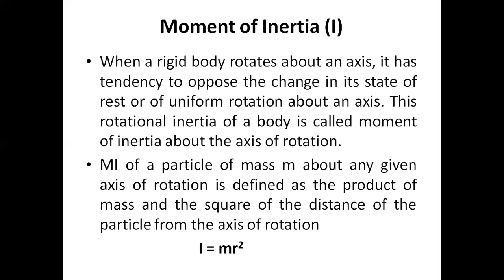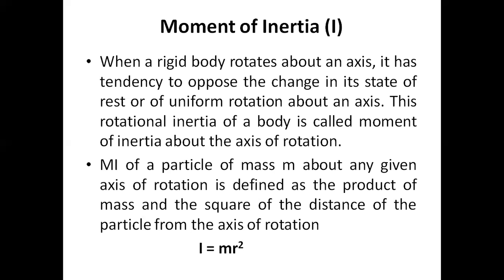That means when a rigid body rotates about an axis, it has the tendency to oppose the change in its state of rest or of uniform motion about an axis. This rotational inertia of the body is called the moment of inertia of the body about that particular axis. Suppose m is the mass of a particle rotating about any given axis, then the moment of inertia of that particle is given by I = mr², where r is the distance of the particle from the axis of rotation.